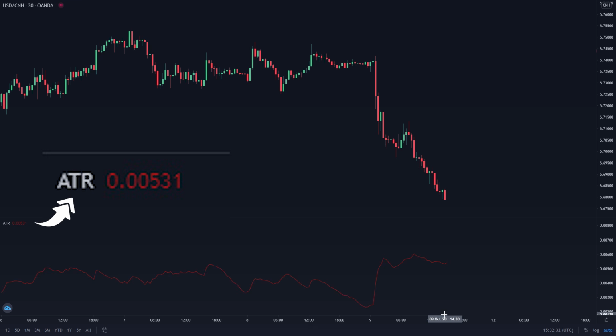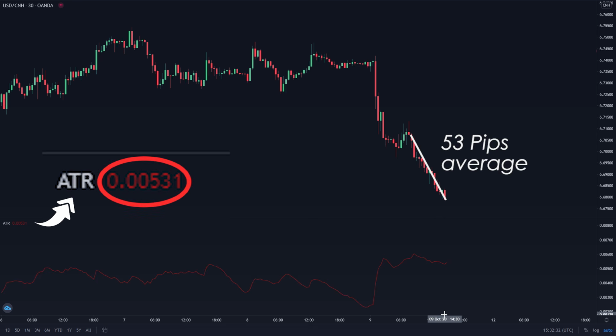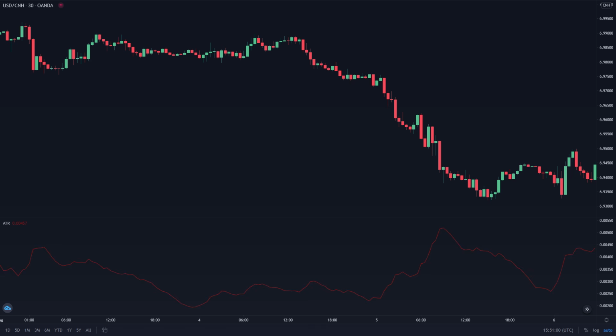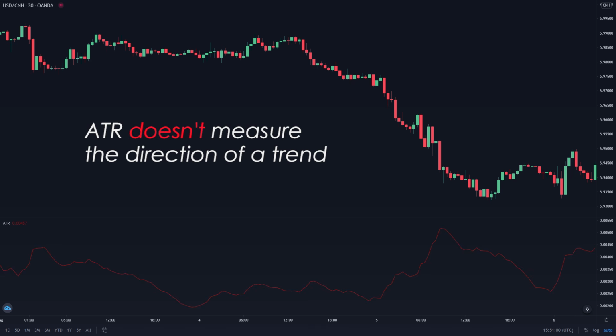So you can see here, this means that in the current market, the average pips of the last 14 candles is 53 pips. So the higher the value, the more volatile the market is, and the lower the value, the less volatile the market is. But disclaimer, the ATR does not measure the direction of a trend. Just because the ATR is heading upwards doesn't mean that the price is uptrending.